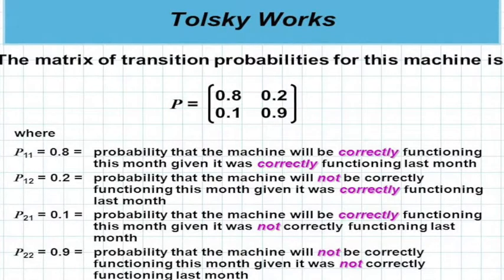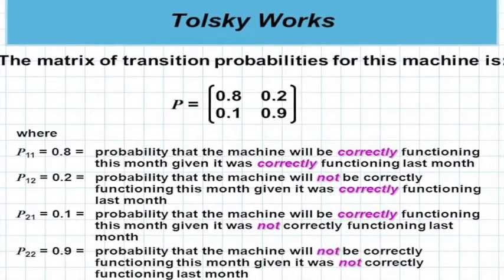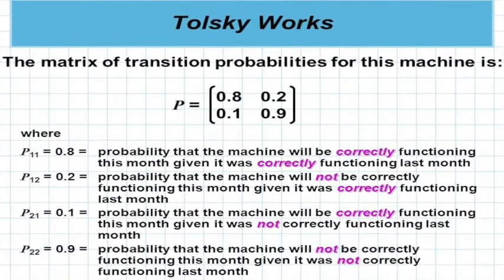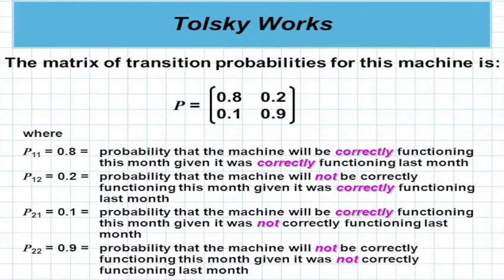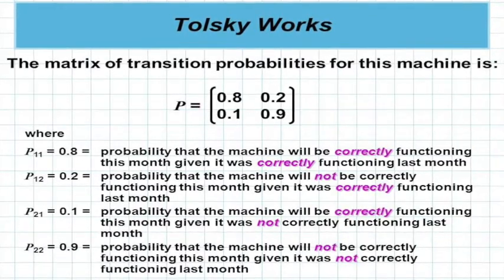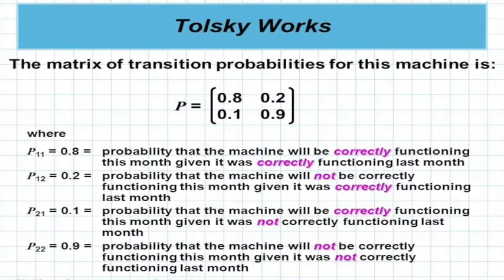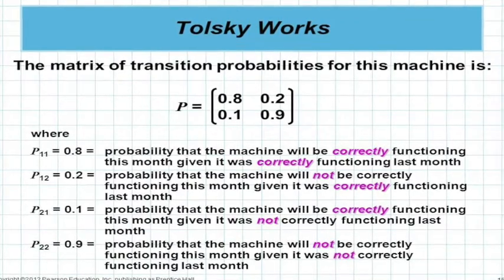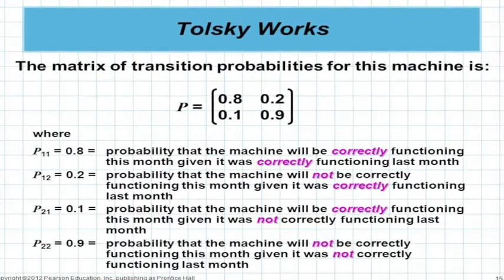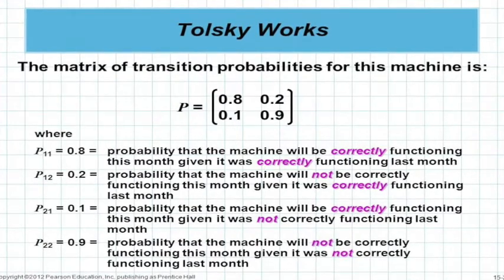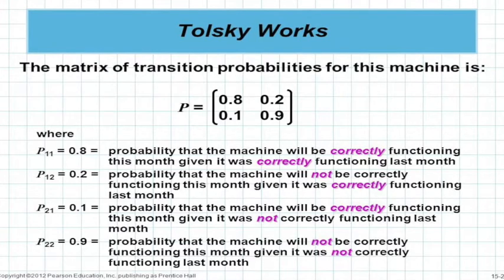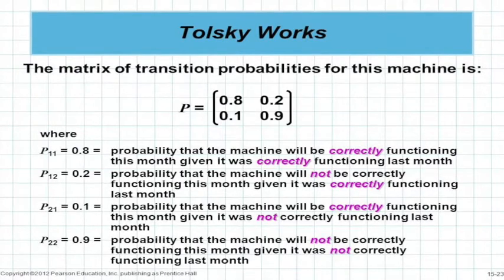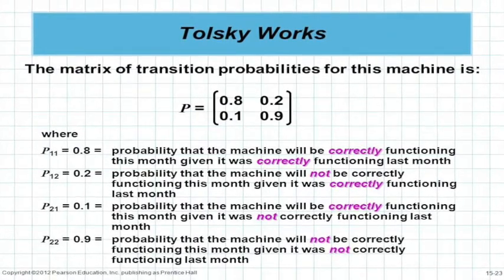P11 equals 0.8 means that the probability that the machine will be correctly functioning this month given it was correctly functioning last month. For P12 equals 0.2, the probability that the machine will not be correctly functioning this month given it was correctly functioning last month. For P21 equals 0.1, the probability that the machine will be correctly functioning this month given it was not correctly functioning last month. For P22 equals 0.9, the probability that the machine will not be correctly functioning this month given it was not correctly functioning last month.